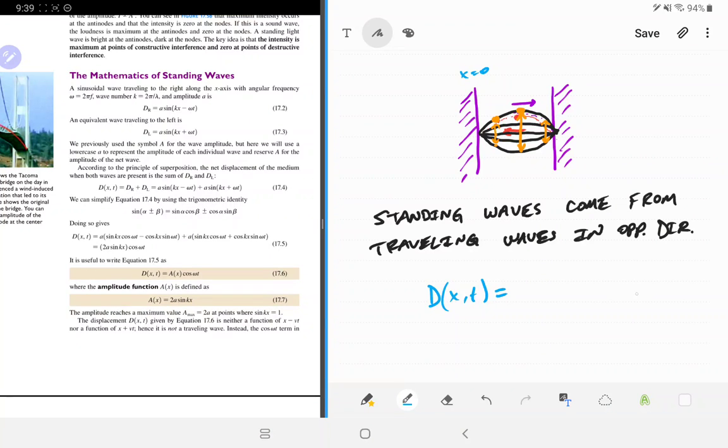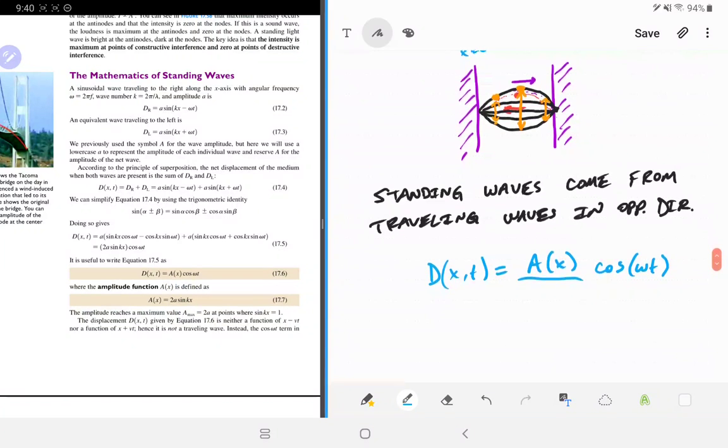So we can write it as a sum of 2 sine waves, 2 traveling waves, one moving to the right and one to the left. But the math simplifies so that it's some amplitude times cosine omega t. Notice how this is different than what we've been writing, which is kx plus or minus omega t. This totally separates out the amplitude from the oscillatory motion. Any one of these particles is just doing oscillatory motion, that's the cosine omega t, but the amplitude depends on where we are. So this A of x depends on where exactly we are.